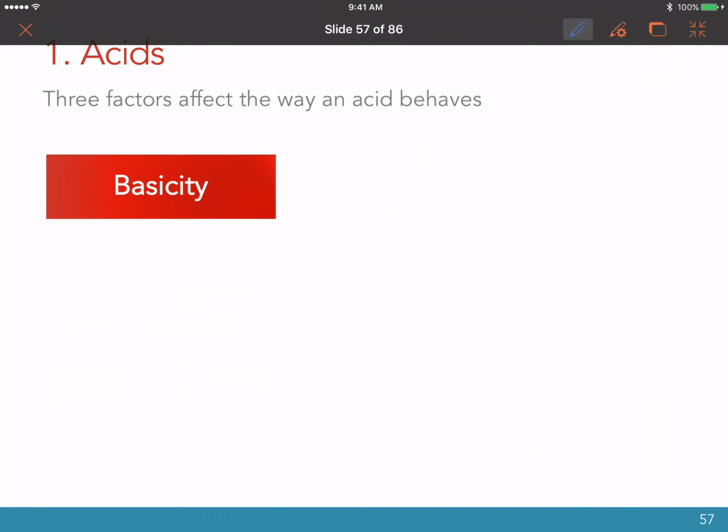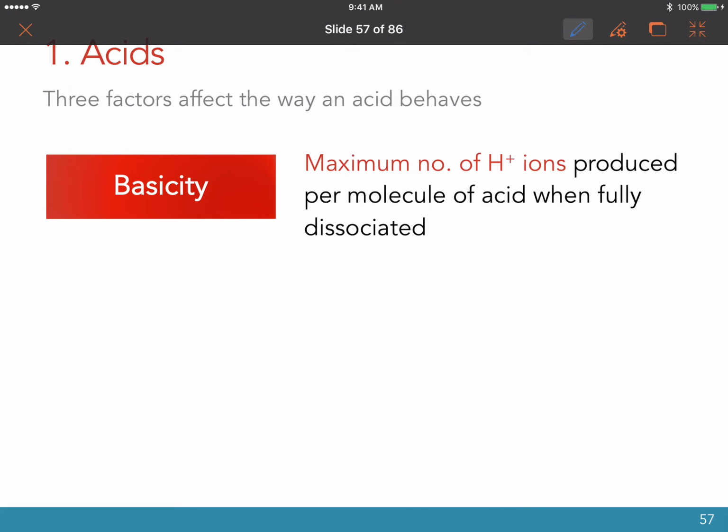Haha, okay. Next, basicity. Now this is at the last page of your acids notes, so maybe you want to take it out first. When I talk about basicity, you may think about number of moles of base or something. But actually, it is in reference to the maximum number of hydrogen ions that's produced per molecule of acid when I fully dissociate it. What do I mean by this statement?